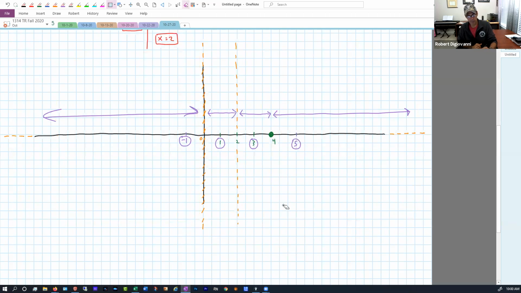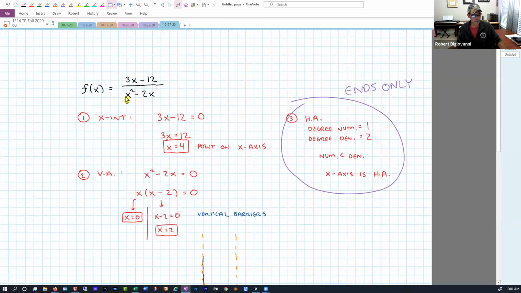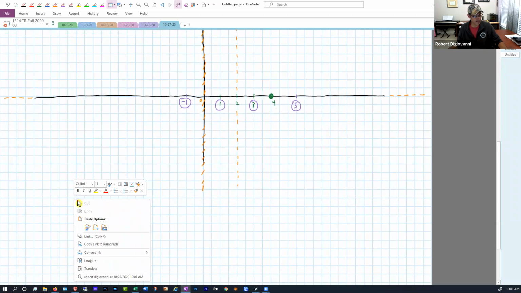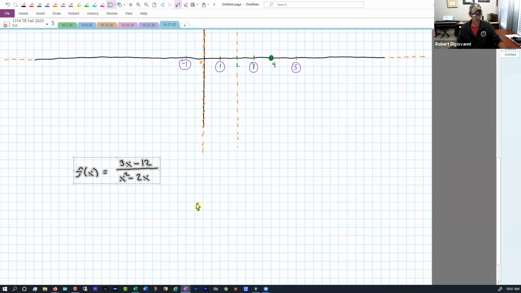Okay. Now, what do we do with these test points? That's the next thing. What do we actually do with them? Well, what we want to do is be able to know what the function is doing. So this isn't good news, but it's what you have to do. We have to go back up to the original function, which is this right here, and we need to plug these test points into that original function.